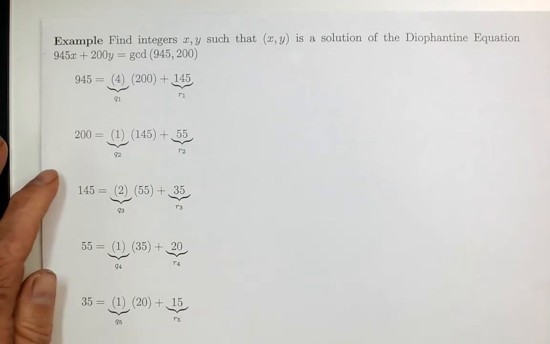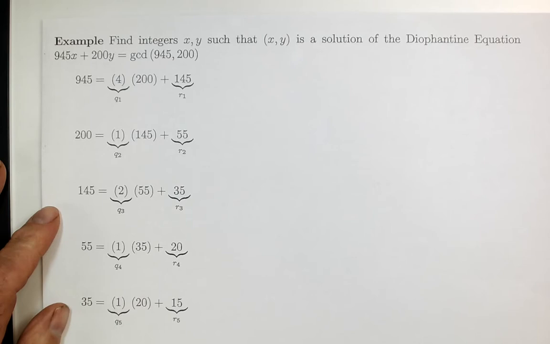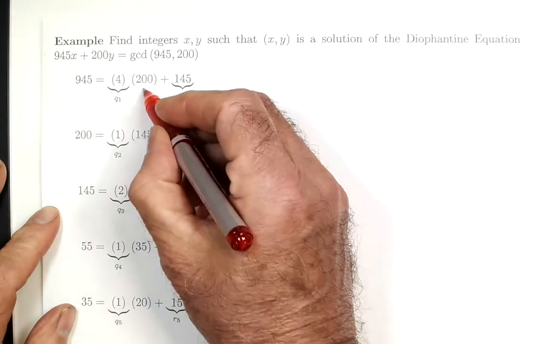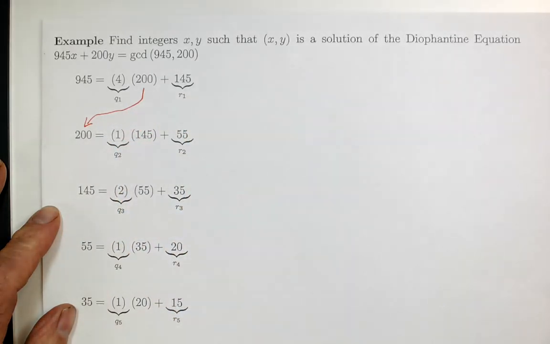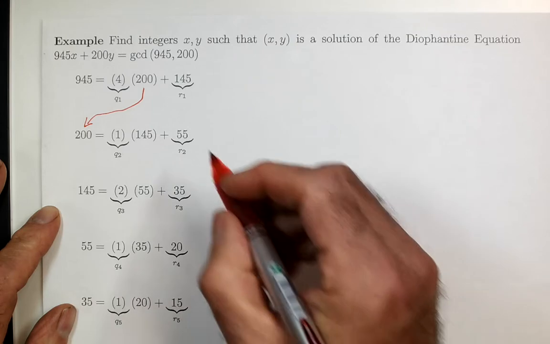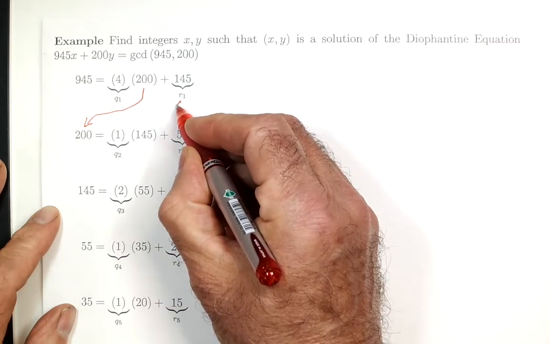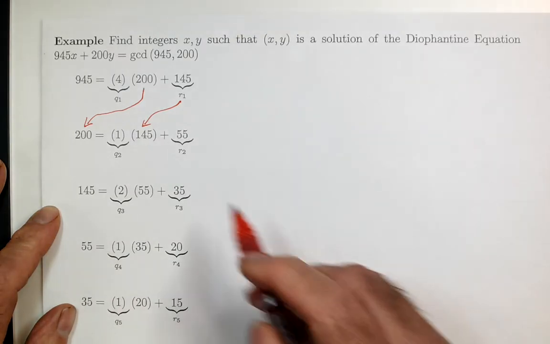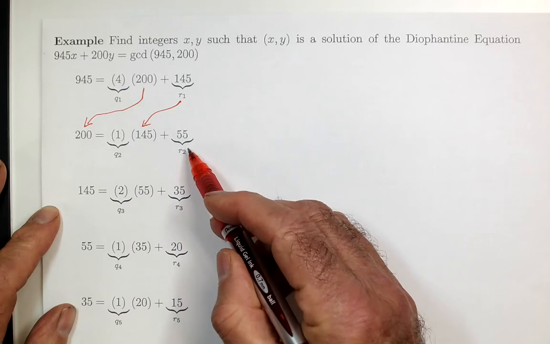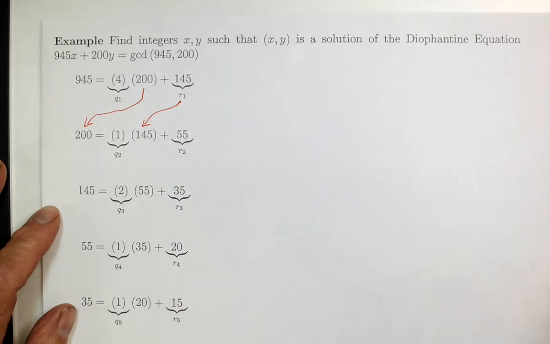So we apply the division algorithm, and in each succeeding step, we let the divisor in the previous step be the dividend in the current step. And we let the remainder in the previous step be the divisor in the current step. And we apply the division algorithm again. And we keep doing this until we get a remainder of 0, which will always happen eventually.